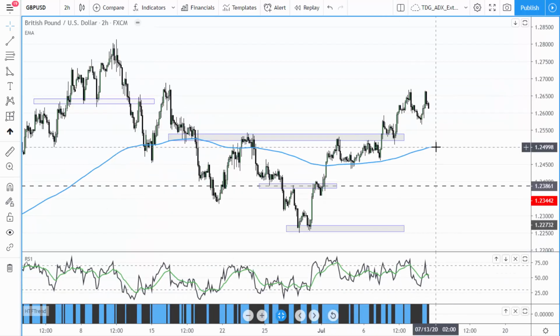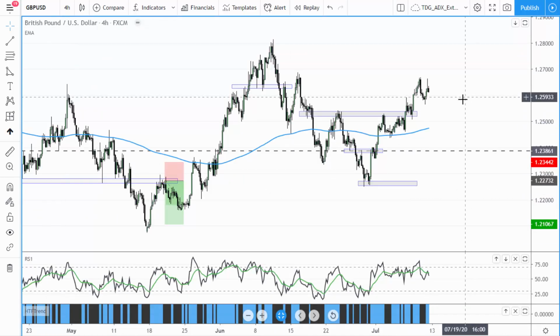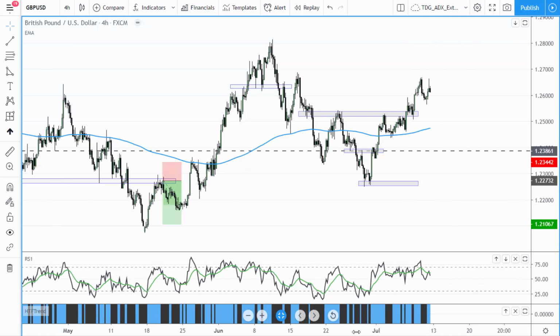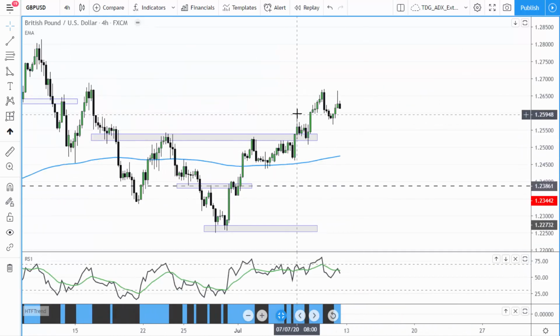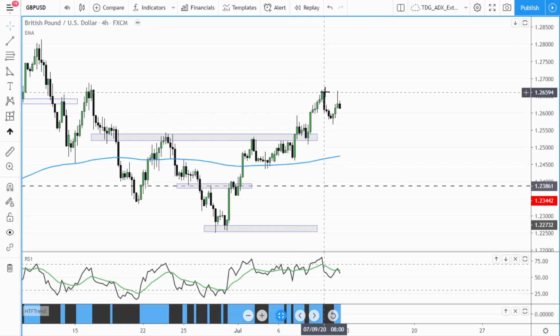Okay, so we're in the GBPUSD. We're on a 2-hour chart. Let's come back to our 4-hour. You see that we had a beautiful directional move. So we traded above, closed above. We issued the buy signal right here that gave us a great trend continuation trade. We made new structure highs.